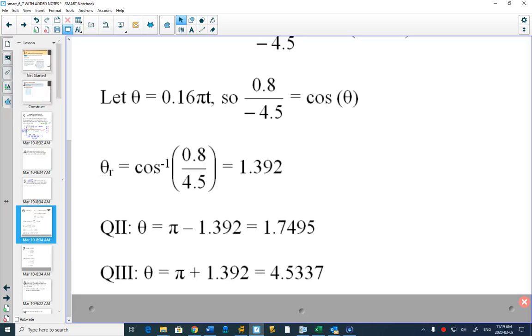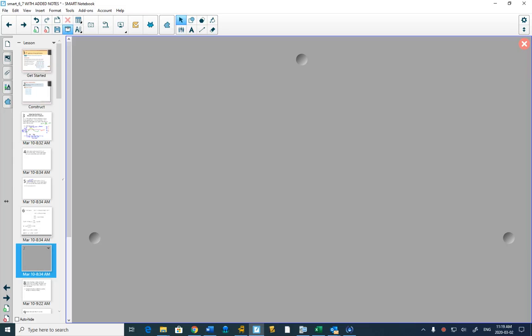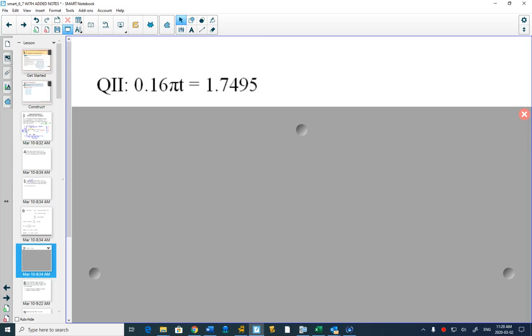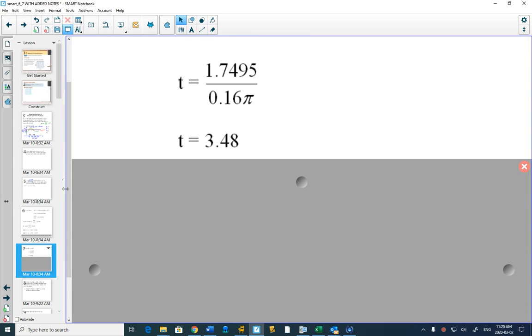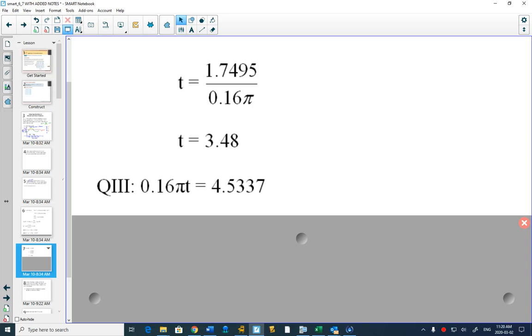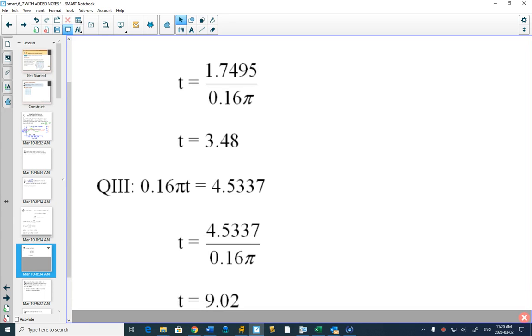Once you get theta by itself, notice we did a substitution earlier. We said theta was equal to all of this, and we wanted to solve for t. So now we can substitute back. And substituting back, now instead of theta equals, you could write 0.16 pi times t equals, and divide to solve for t. And we get the 3.48. That matches with the answer that we got before. And similarly, take your answer in quadrant 3, substitute theta back and divide, and you get the 9.02.